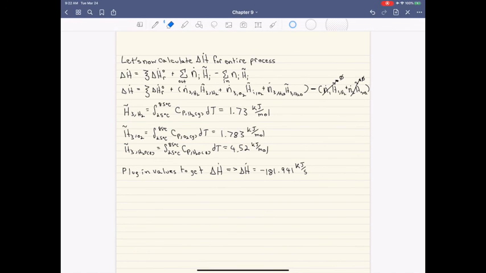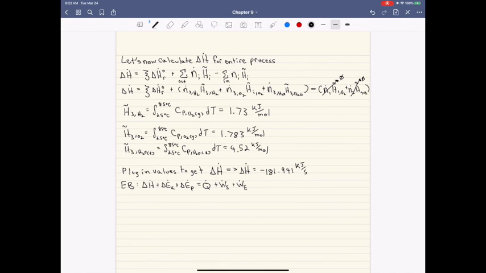To incorporate the electric work into our energy balance, it's actually pretty simple. All we're going to do is just add it to our open system energy balance. And so let's begin with our open system energy balance, which we know is delta H dot plus the kinetic energy term plus the potential energy term is equal to the heat rate plus the shaft work rate. And now we're going to add our electric work rate as well.